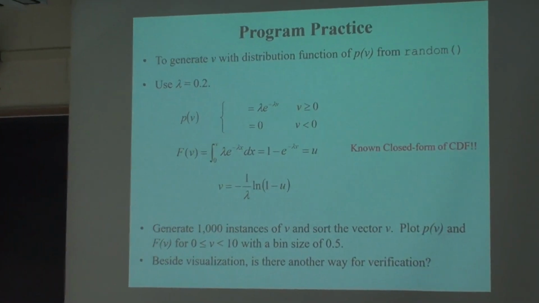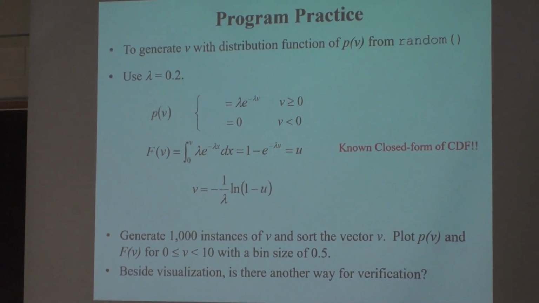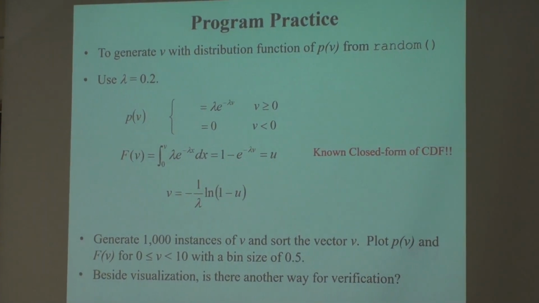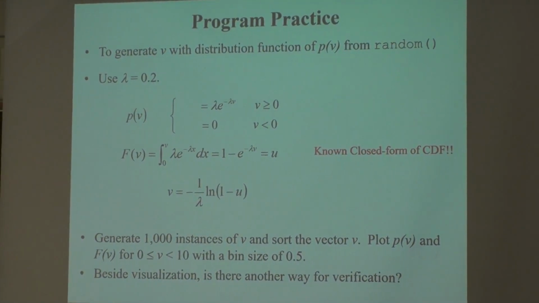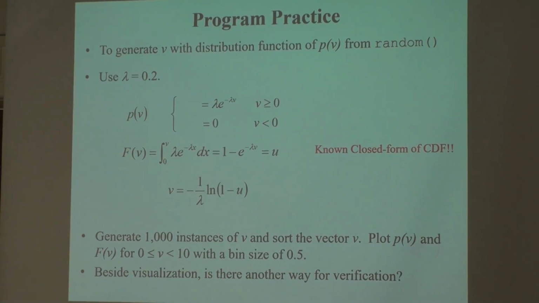For sure your extracted lambda will not be exactly 0.2. It should be something close to 0.2. You'll get closer and closer to 0.2 when the number of random variables you generate grows. So that will complete the loop of your testing.